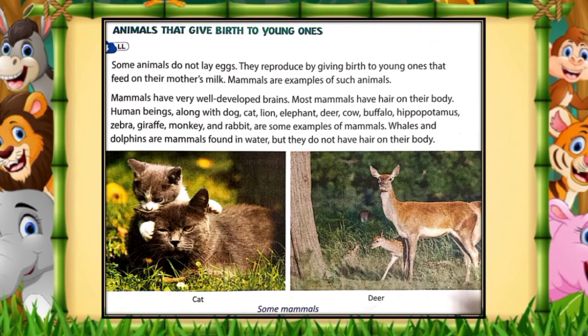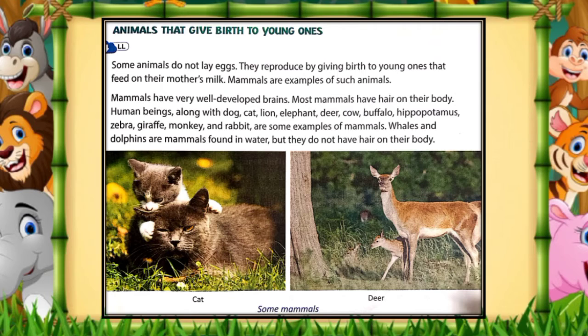Now let's understand animals that give birth to young ones. Some animals do not lay eggs, and they reproduce by giving birth to young ones that feed on their mother's milk. Mammals are examples of such animals. So let's understand about mammals. Mammals have very well developed brains.